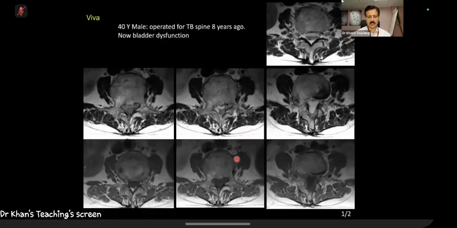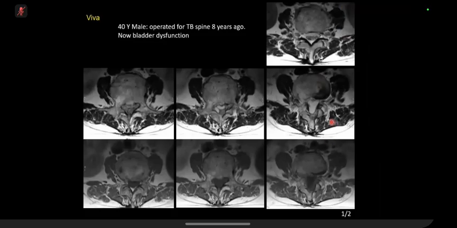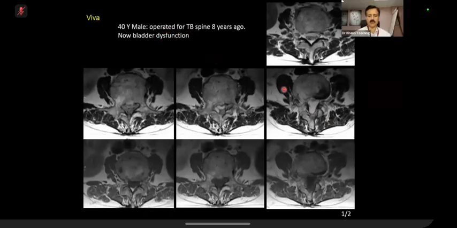This case has come in the exam quite a few times. I want you to just concentrate on this sequence, this sequence, this sequence. T2, T2, T1. Over to you. Okay. So this patient had operation for TB, now bladder dysfunction. Over to you.